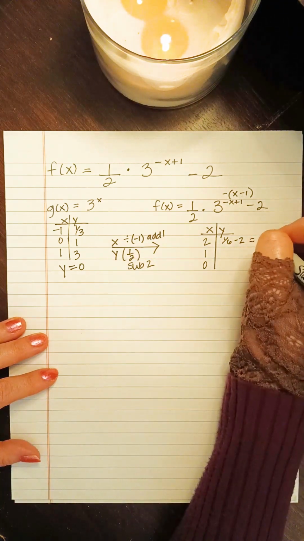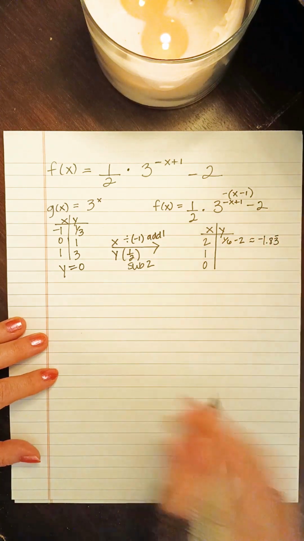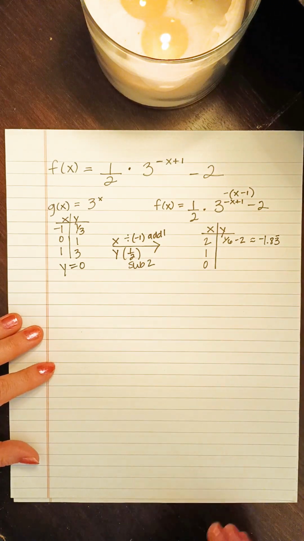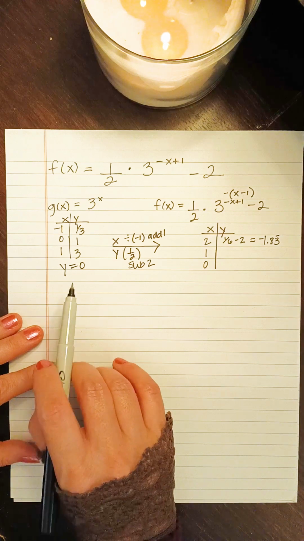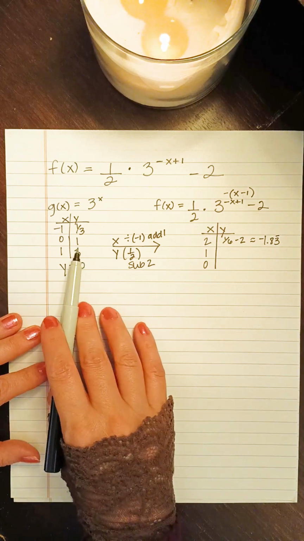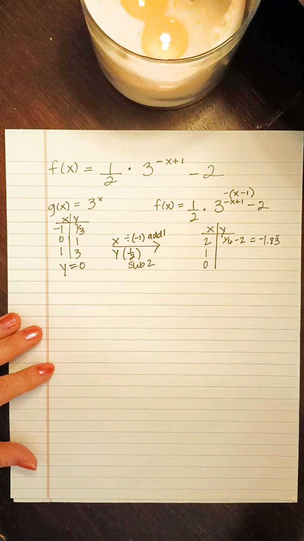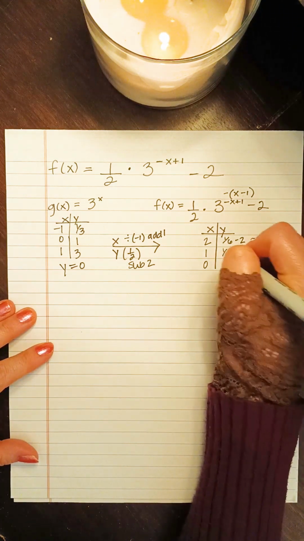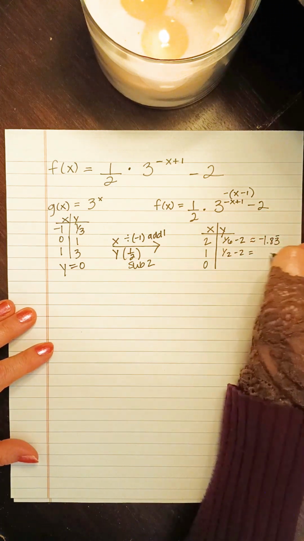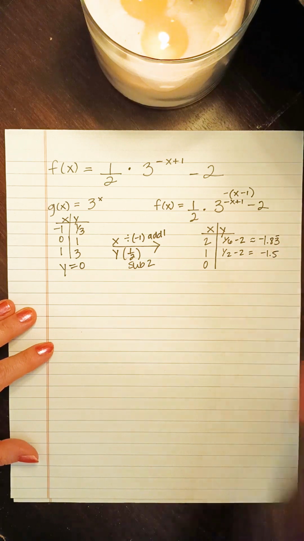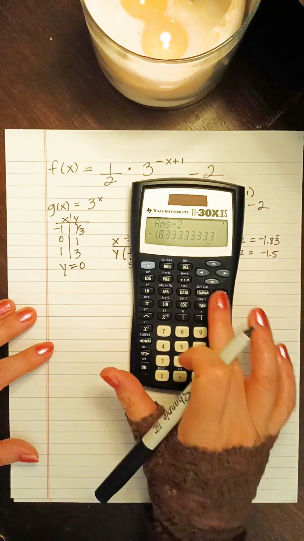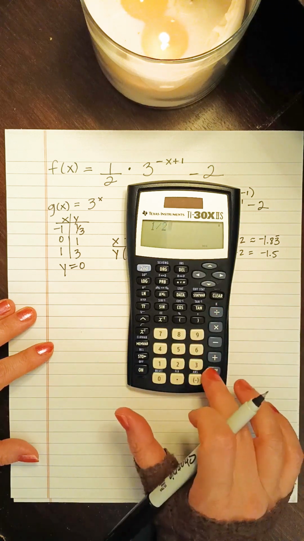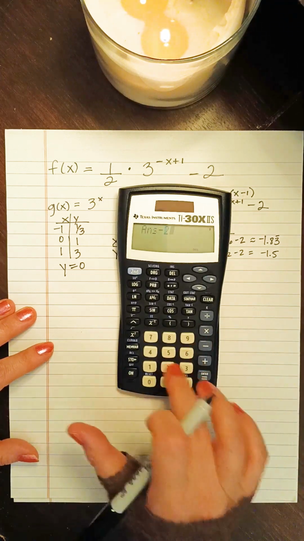So about negative 1.8. And I'll just do all the arithmetic on the calculator for y'all. Okay. So 1 times a half is a half minus 2. And that's easy to do. That's negative 1.5. But let me show you. So we have 1/2, equals, and then we subtract 2.